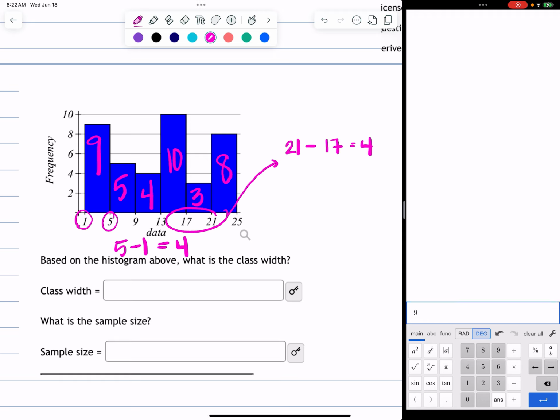Again, I am not going to be a hero. It is too early for mental math, even of the most basic kind. So I have a total sample size of 39. So I find the number of data points in each class, add them up.